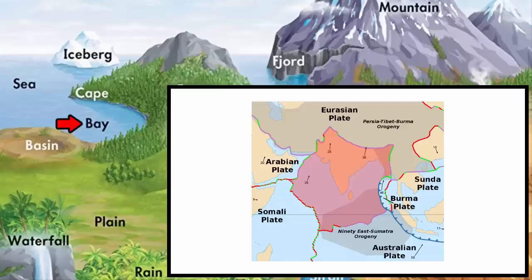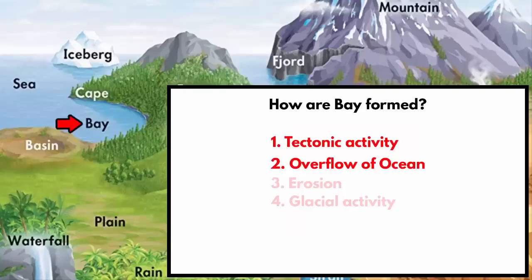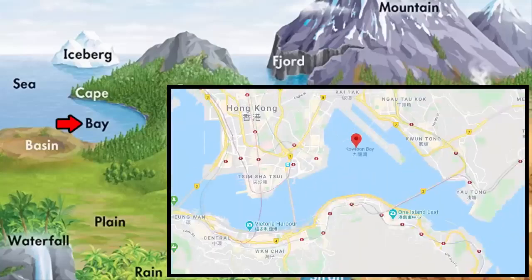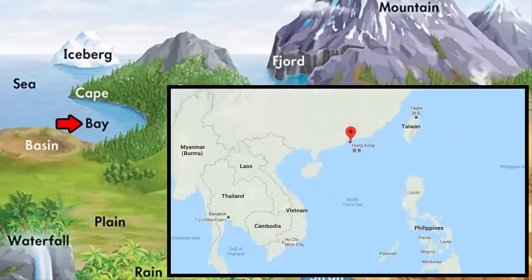Near the Bay of Bengal region, the Indian plate is subducting beneath the small Burma plate. Plate tectonics remain an active force in the Bay of Bengal today. This region is home to underwater earthquakes and tsunamis. Bays are also formed when the ocean overflows a coastline. The Kowloon Bay in Hong Kong was formed as the South China Sea overflowed the coastline of the Kowloon Peninsula.